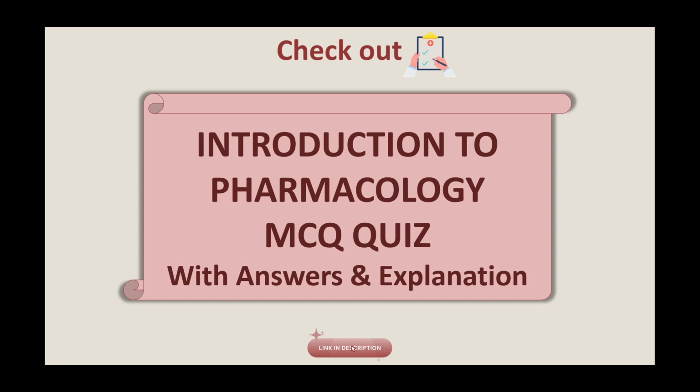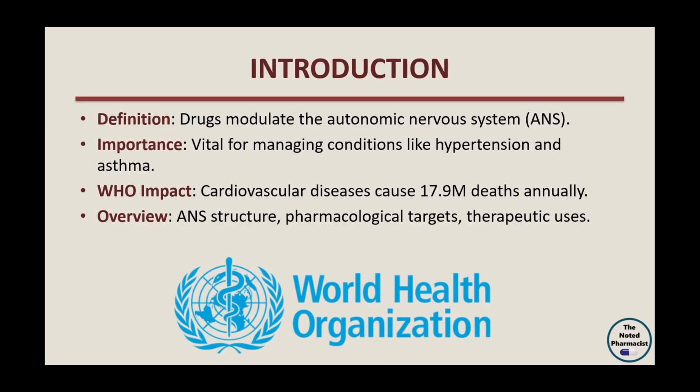Let's get started. Autonomic pharmacology explores how drugs influence the autonomic nervous system, ANS, which governs involuntary physiological functions such as heart rate, digestion, and respiratory control. This field is critical for managing disorders like hypertension and asthma and understanding the side effects of medications that affect autonomic pathways. According to the World Health Organization, cardiovascular diseases, often managed through autonomic interventions, account for approximately 17.9 million deaths annually, highlighting its global relevance.